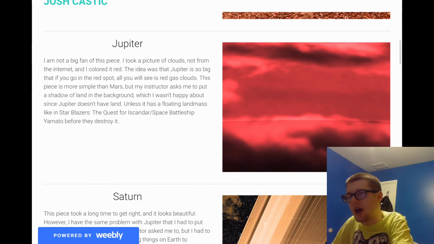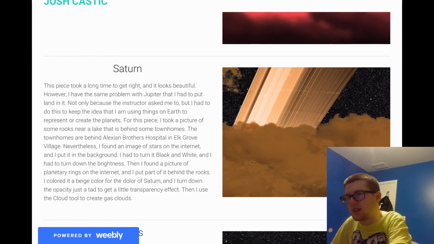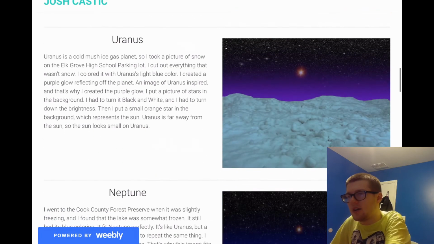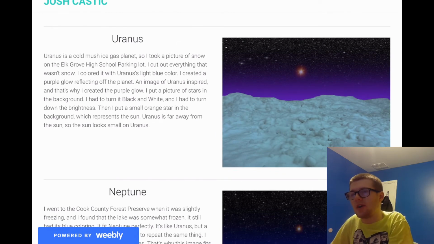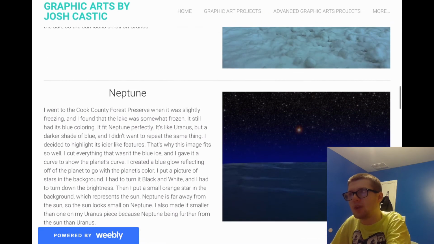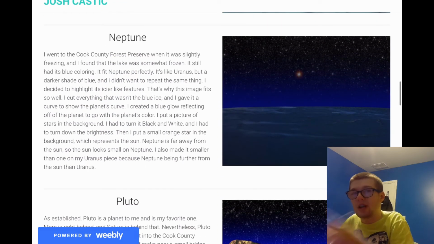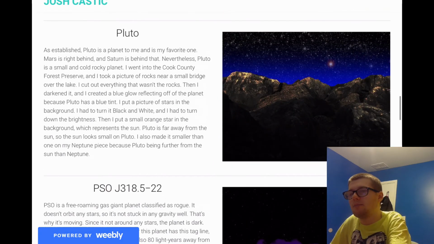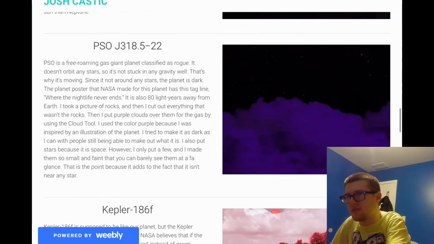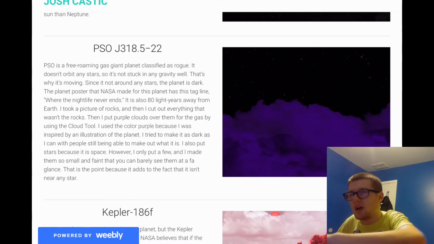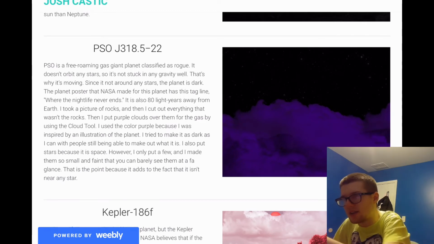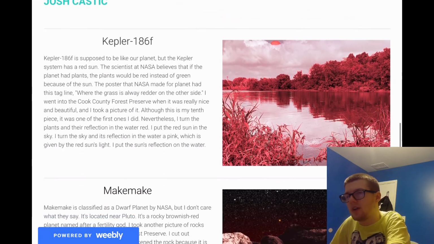This one was just clouds. This one, I have rocks in there. This one was really hard to do because it's a gas, and I needed to make it different than Jupiter. This was snow for Uranus, or Uranus is actually how it's called. Then Neptune, I used ice from the lake. Pluto, rocks in a forest preserve. This one also has rocks in there, even though it's technically a gas planet, but this is Kepler.